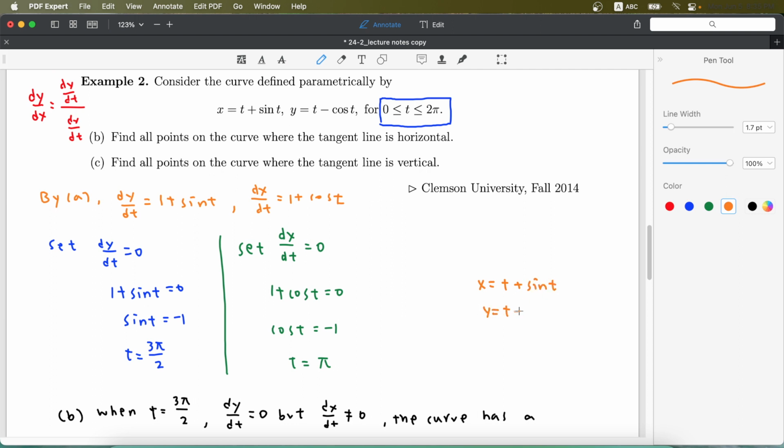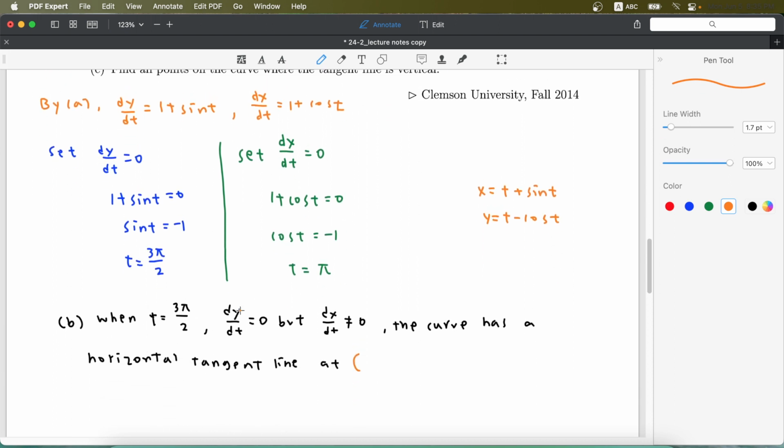Y is t minus cosine t. Okay, so right here, when t equals 3 pi over 2, I will plug in this for t. So I have my x value as 3 pi over 2 plus sine of 3 pi over 2. But sine of 3 pi over 2 is -1, so I have 3 pi over 2 minus 1. Okay, and then I will need to do the same thing for my y value, 3 pi over 2 right here.